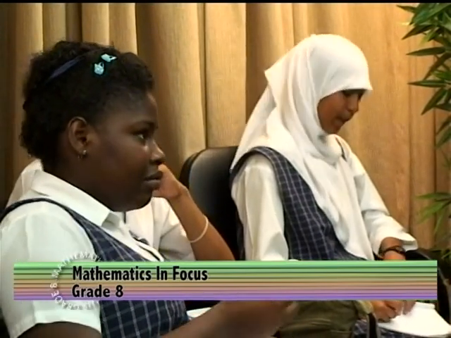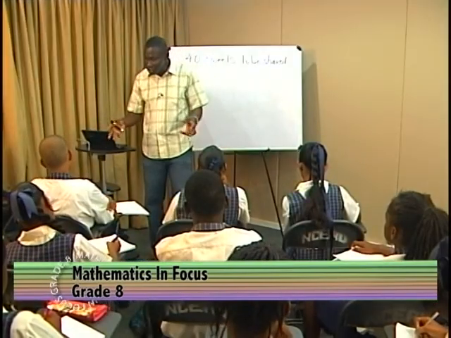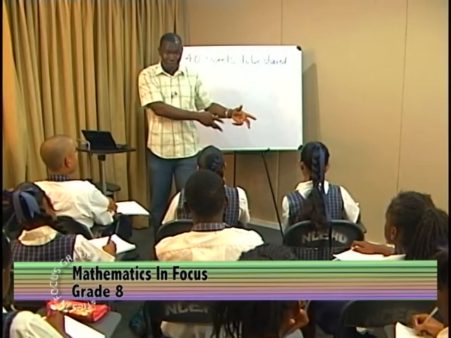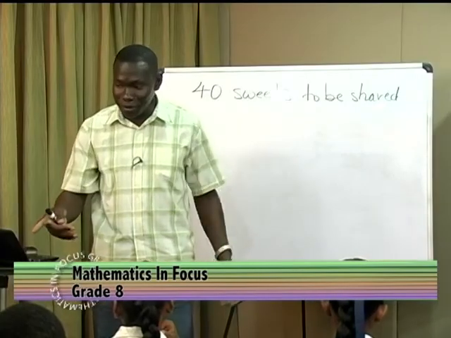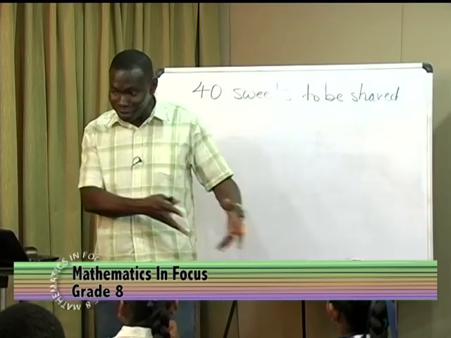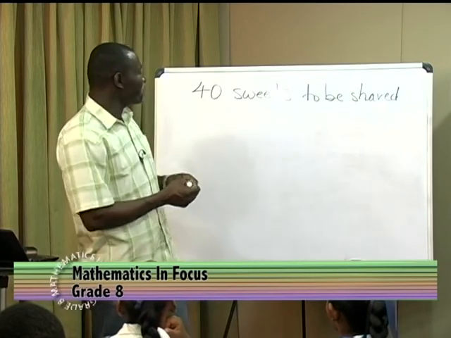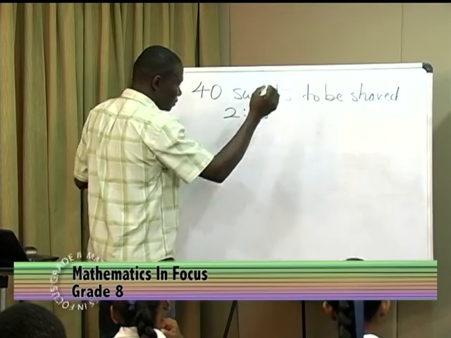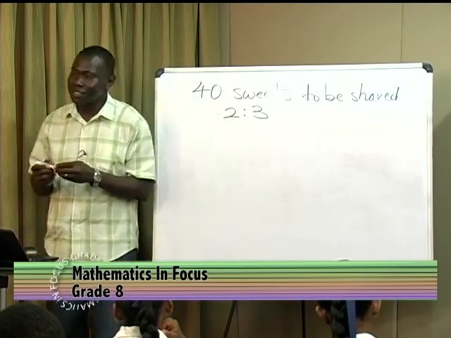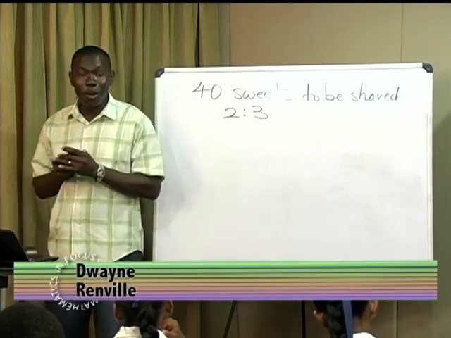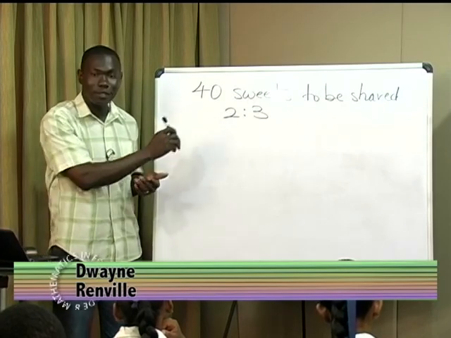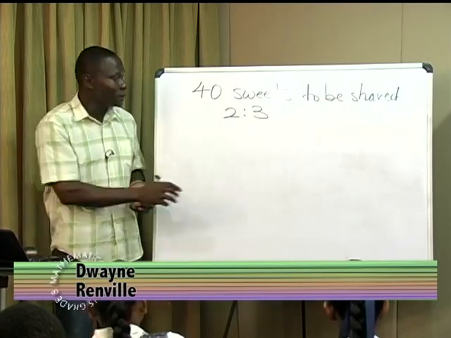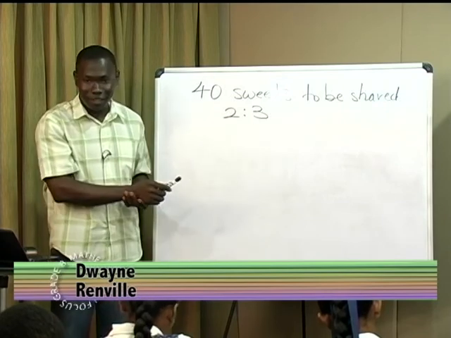Okay? That's a ratio. Every time I take 2, you take 3. You wouldn't do that, you would want to turn it around: every time I take 3, you take 2. But they're sharing in the ratio 2 to 3. The question is, how many sweets will the first girl get, and how many sweets will the second one get?